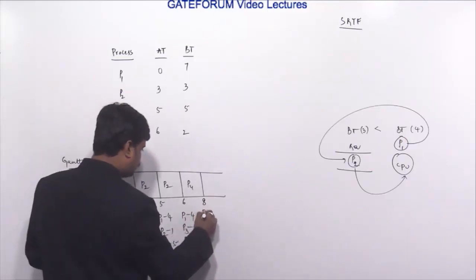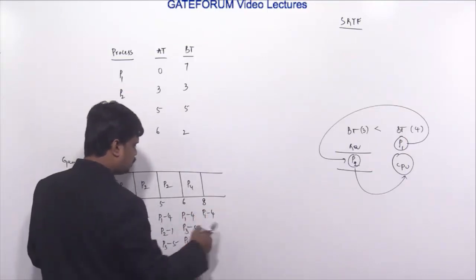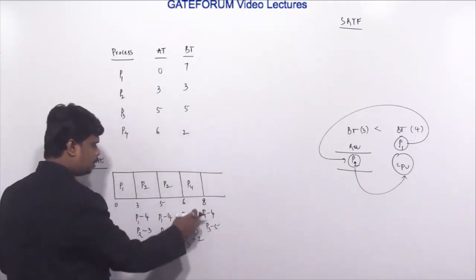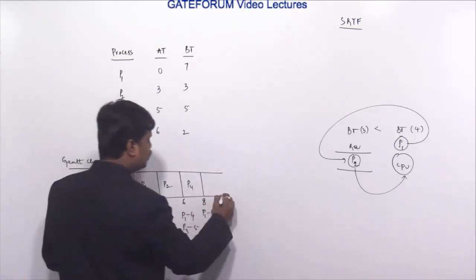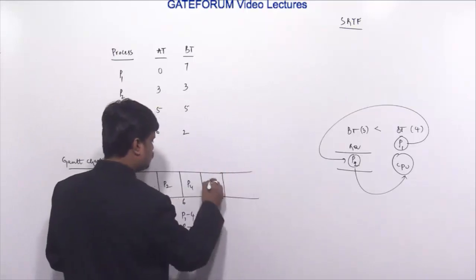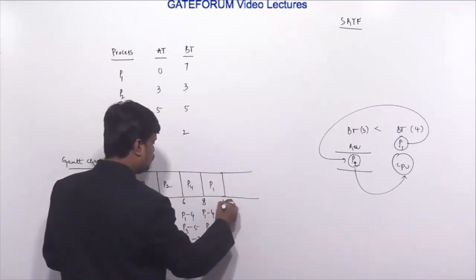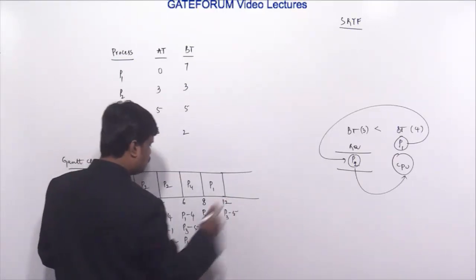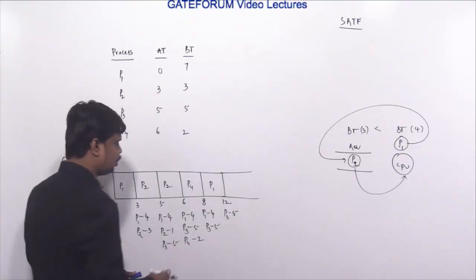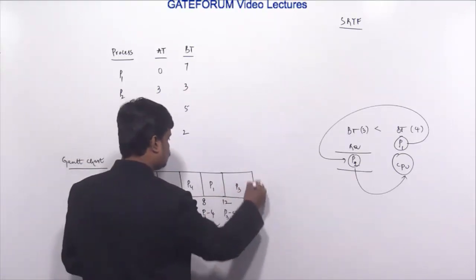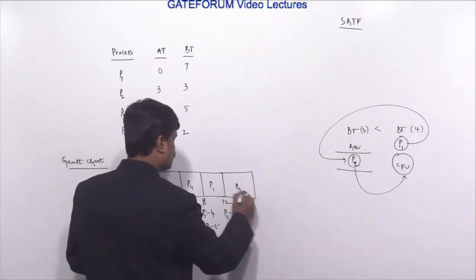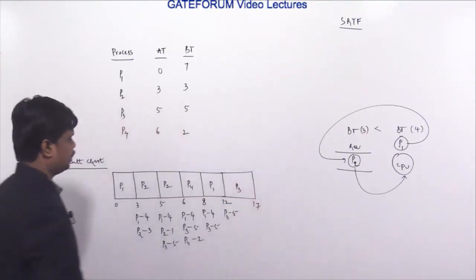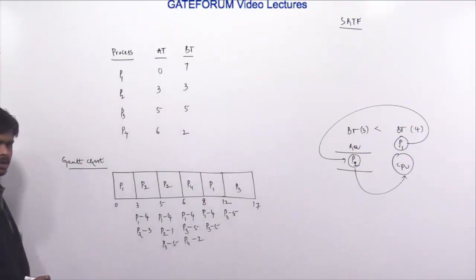By 8, in the ready queue, we have process P1 with 4 burst time and process P3 with 5 burst time. Among these two, P1 has lower burst time, so P1 will be handed over to the CPU and it gets executed till 12. By 12, we have process P3 with 5 burst time. Since it is the only process, we hand P3 over to the CPU so that it gets executed till 17. So this is the respective Gantt chart.